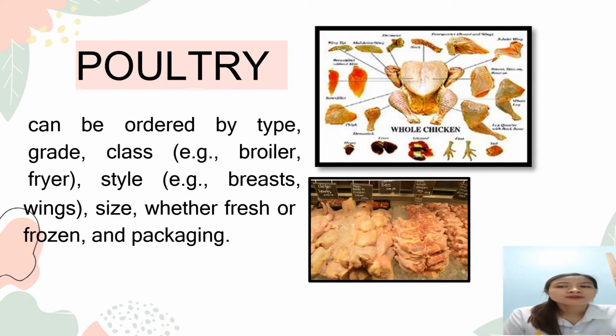Third, we have poultry. It can be ordered by type, grade, class, broiler, fryer, style, press, wing, size, whether fresh or frozen, and packaging. So, for example here, if we are going to cook bulalo wings, we need to buy wing parts only.